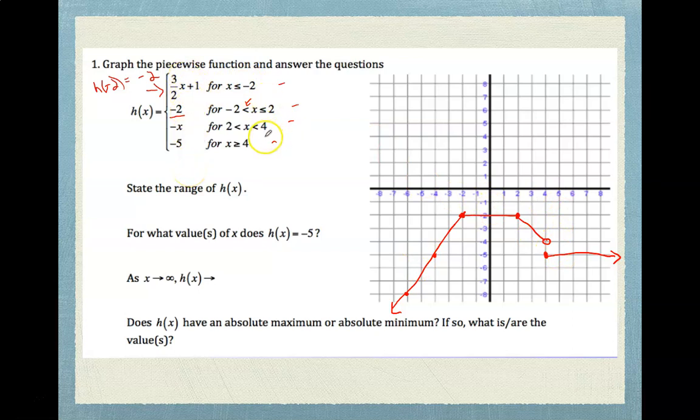Okay, the range of h of x, I'm going to do it in interval notation, goes from -infinity, and it hits every y value all the way up until -2. So -infinity to -2. And because there are function values at -2, that -2 is closed. Okay. For what values of x does h of x equal -5?